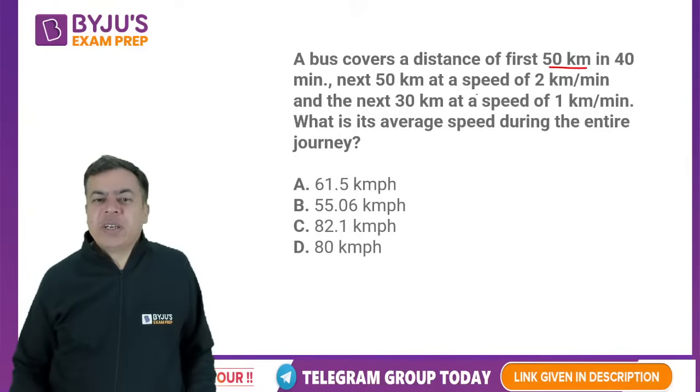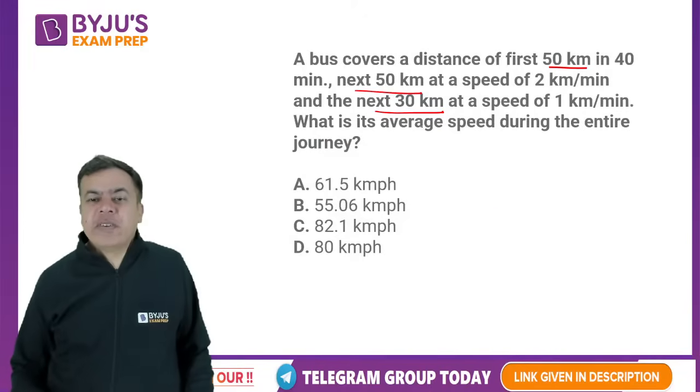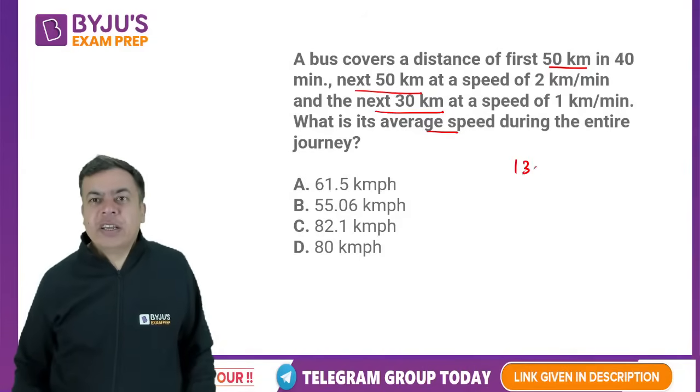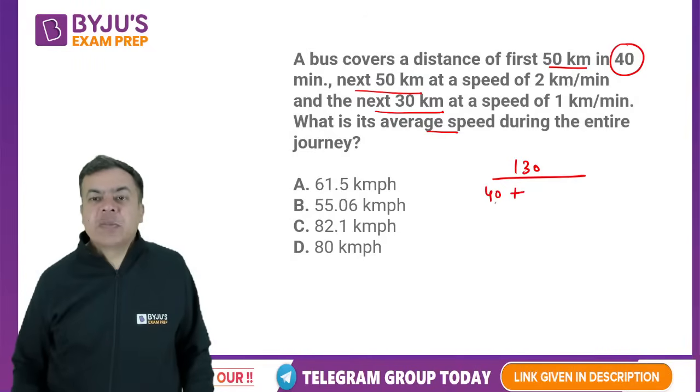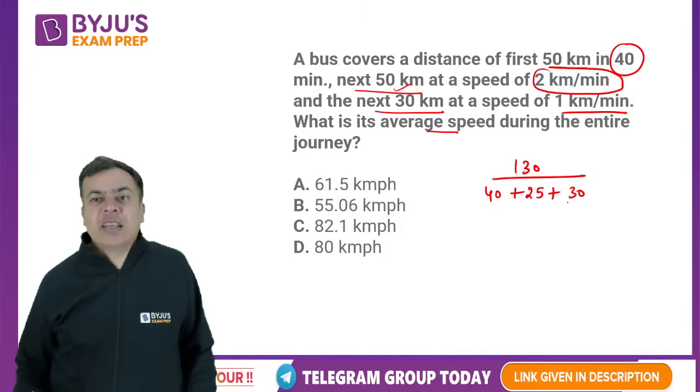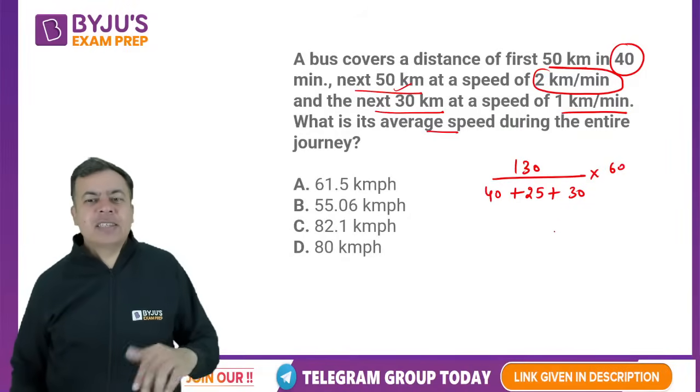So first 50 kilometers, next 50 kilometers, next 30 kilometers. So total distance is, because average speed is going to be total distance by total time, 130. Now total time: here 40 minutes is given directly. Here it is 2 kilometers per minute, so 50 kilometers means 25 minutes. Here it is 1 kilometer per minute, so 30 kilometers means 30 minutes. These are the minutes. If I multiply by 60 it becomes hours, or minutes divided by 60.